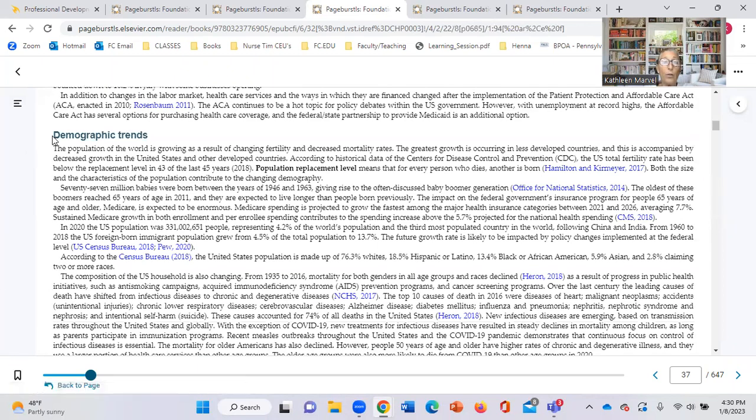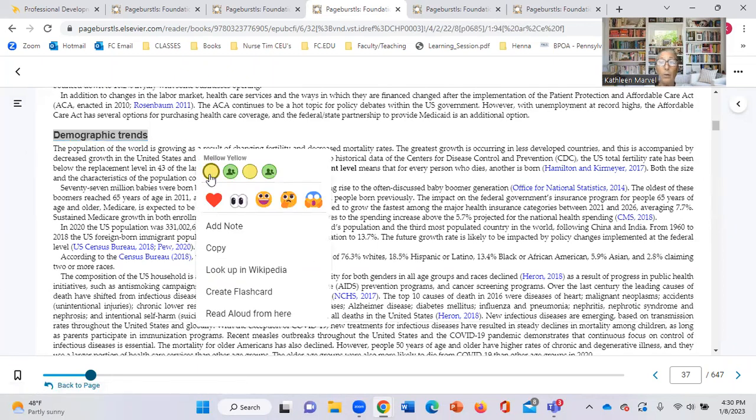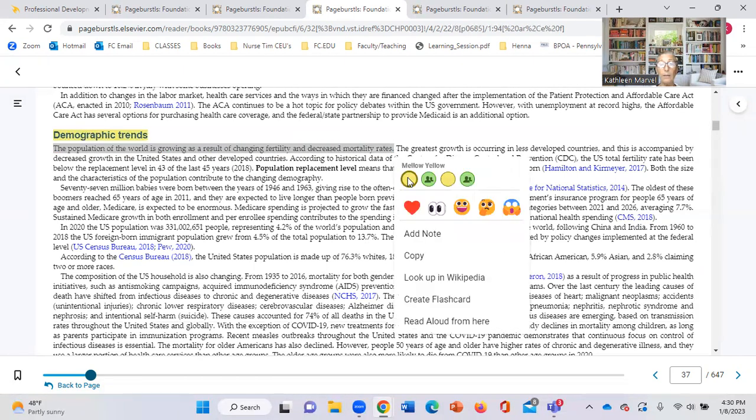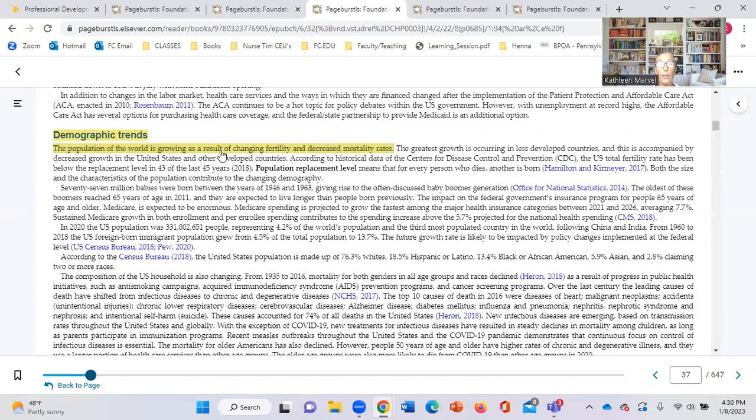Have a look at the demographic trends. What are the demographic trends for global healthcare? We know that this is important. The population of the world is growing as a result of two main things: increasing fertility rates and decreased mortality rates. So if you're asked a question, the population of the world has been growing for the last 20 years, why? Well, primarily it's due to increased fertility rates and decreased mortality rates.